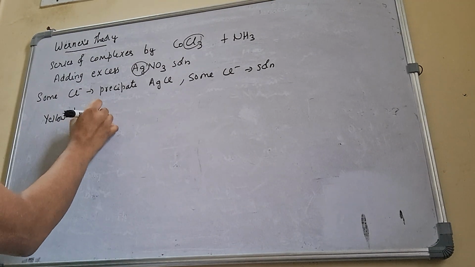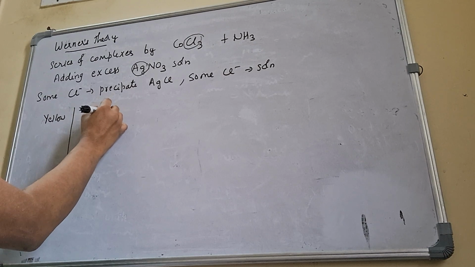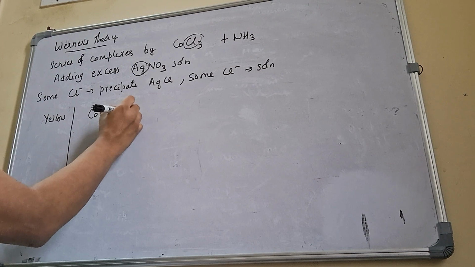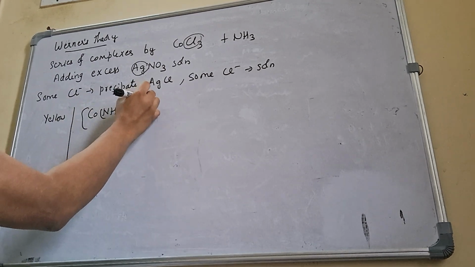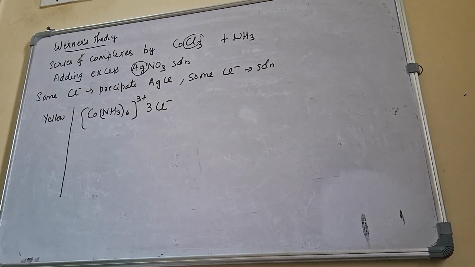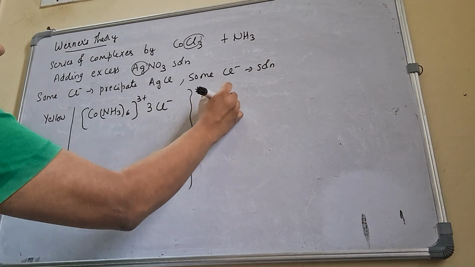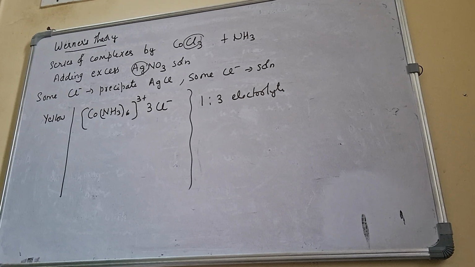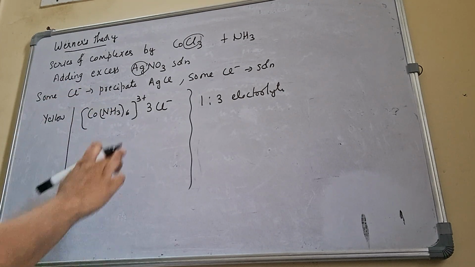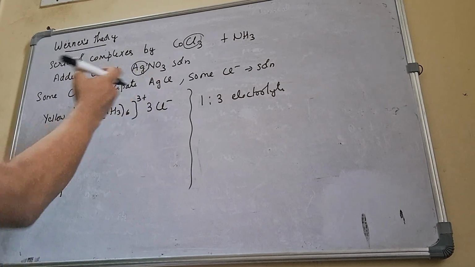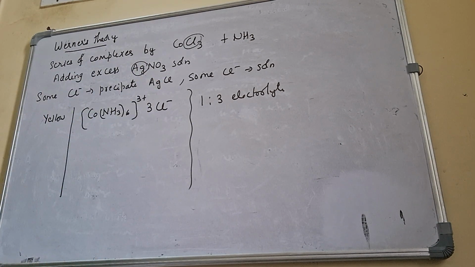Remember this. If the formula is [Co(NH3)6]3+, he saw that there were 3 chloride ions. So the proportion was 1:3 electrolyte. That means for one molecule of this, he got 3 chloride ions precipitated as silver chloride.